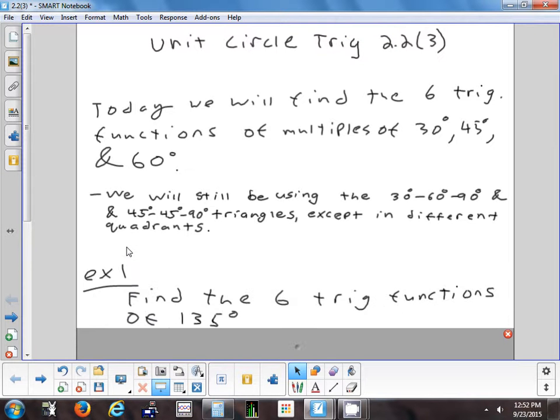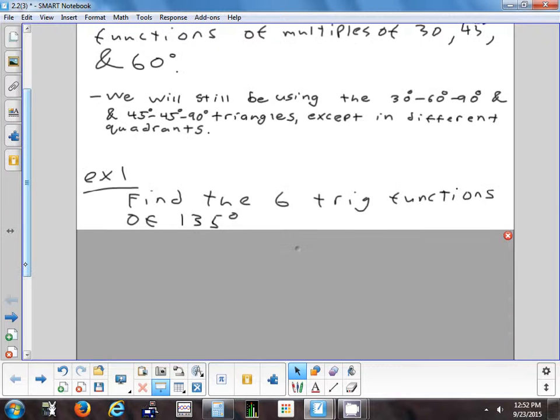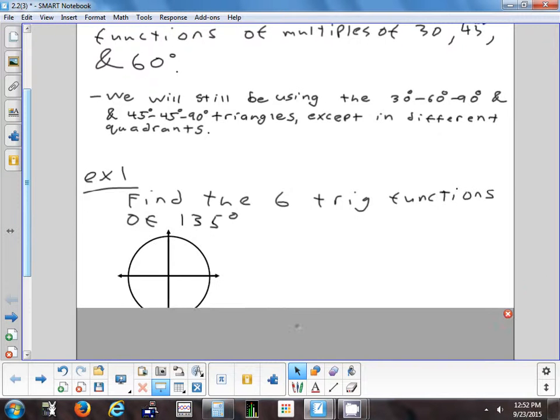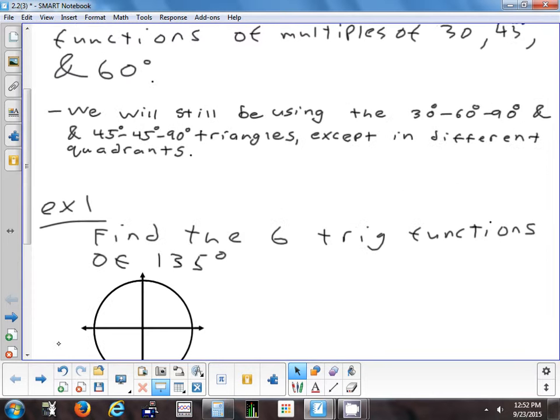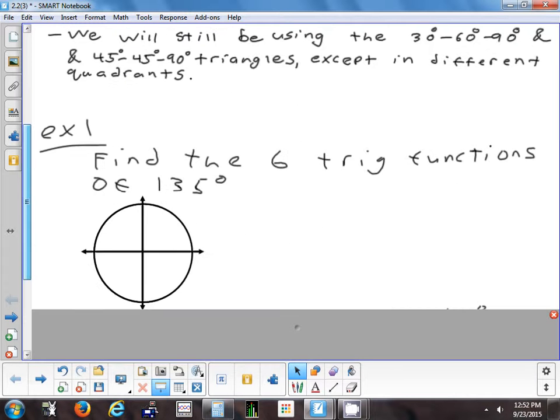All right, so we'll just start off with an example. There's really nothing new in terms of notes I need to explain to you. You already know what you need to do this. We're just going to apply it a little differently. So let's look at the 6 trig functions for 135.